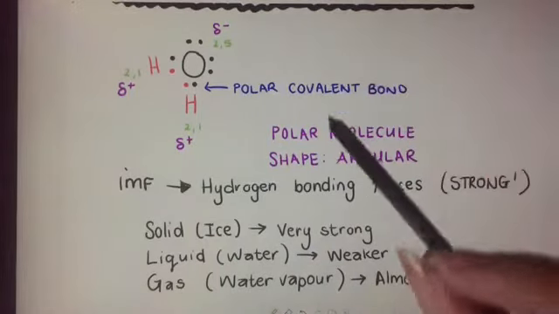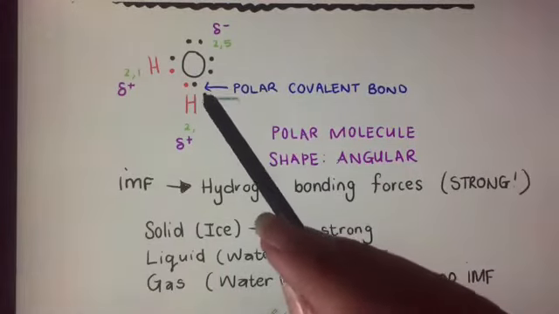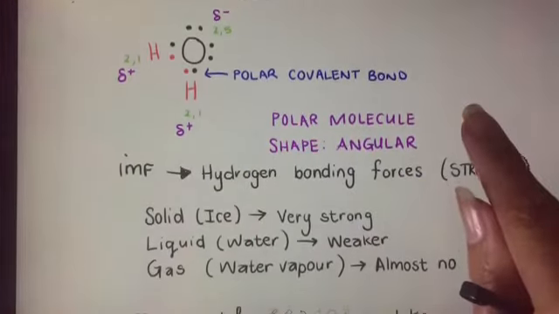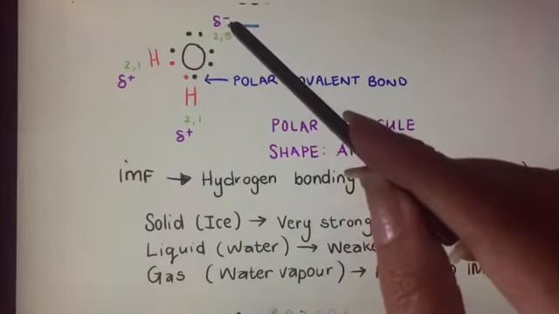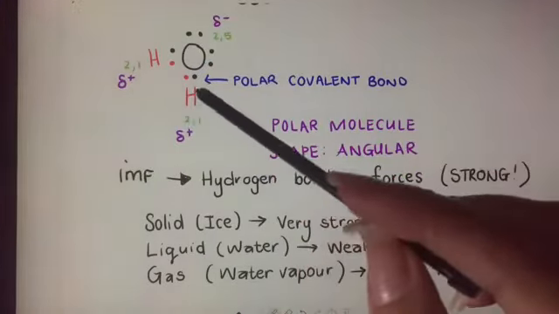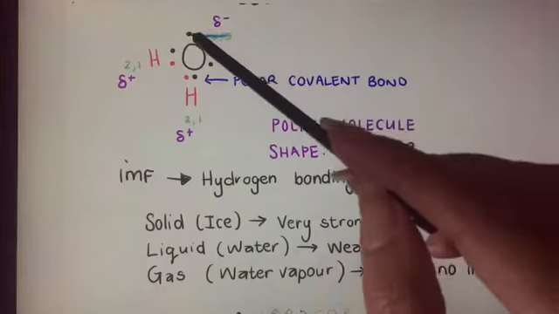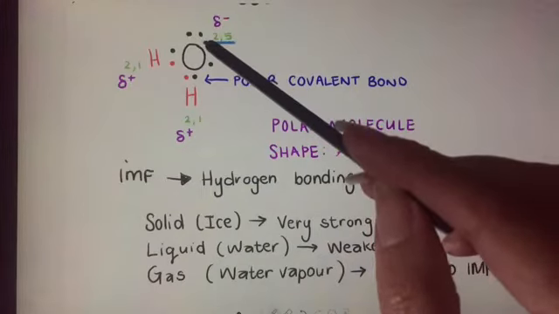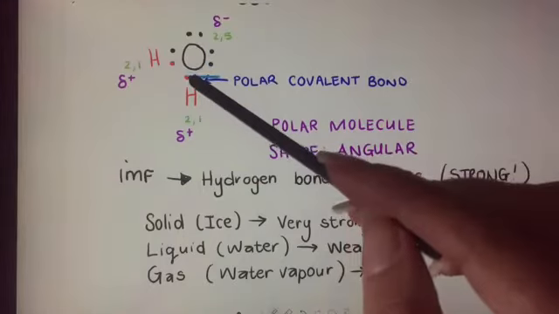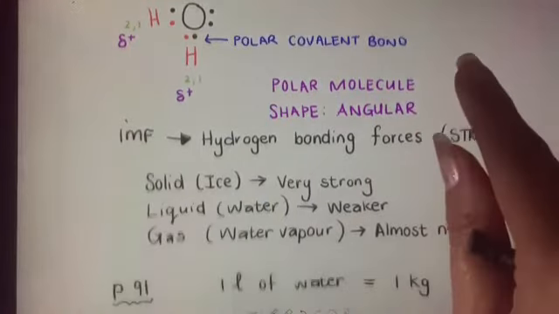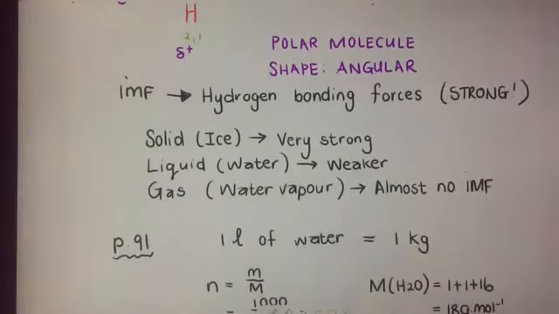You should be able to tell me that between oxygen and hydrogen, I've got a polar covalent bond and another one over there. You should also be able to tell me, because the oxygen end is slightly negative and the hydrogen end slightly positive, we have got a polar molecule. And because of the strong lone pair repulsion here and the weaker bonding pair repulsion over here, water has an angular shape. You should also be able to tell me that between water molecules, we have got hydrogen bonding forces, which are strong intermolecular forces.